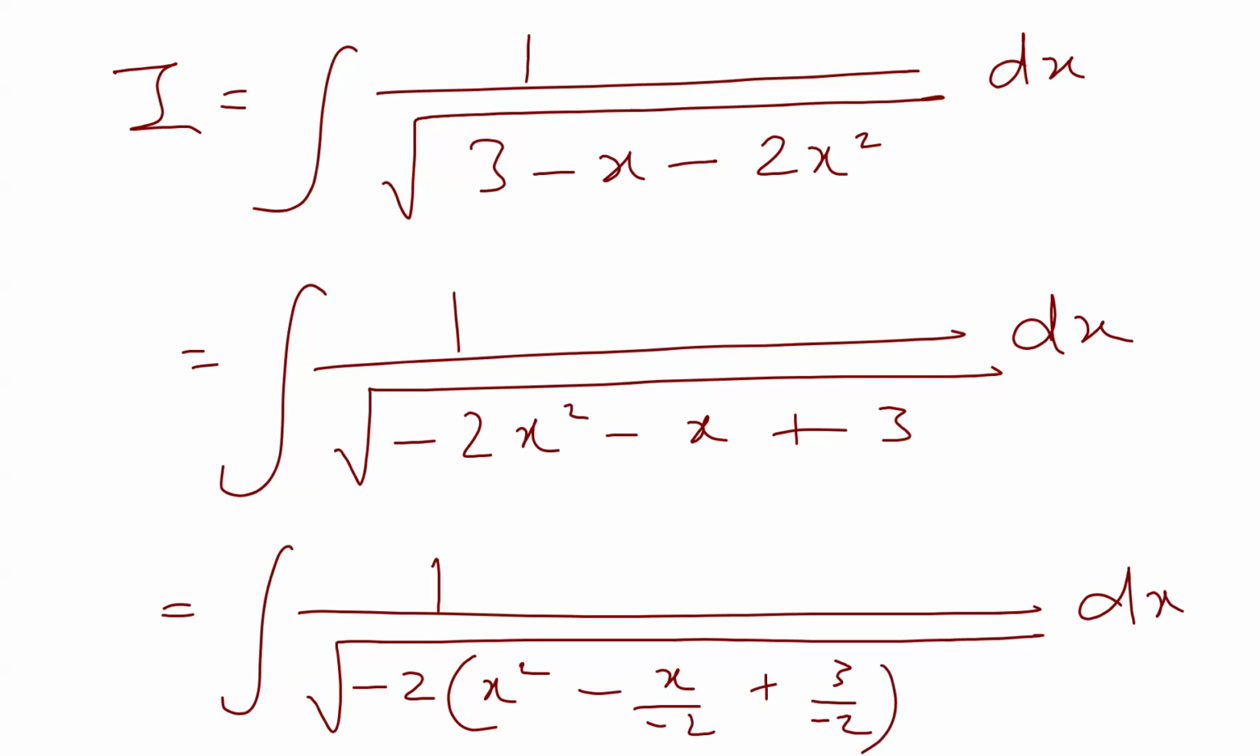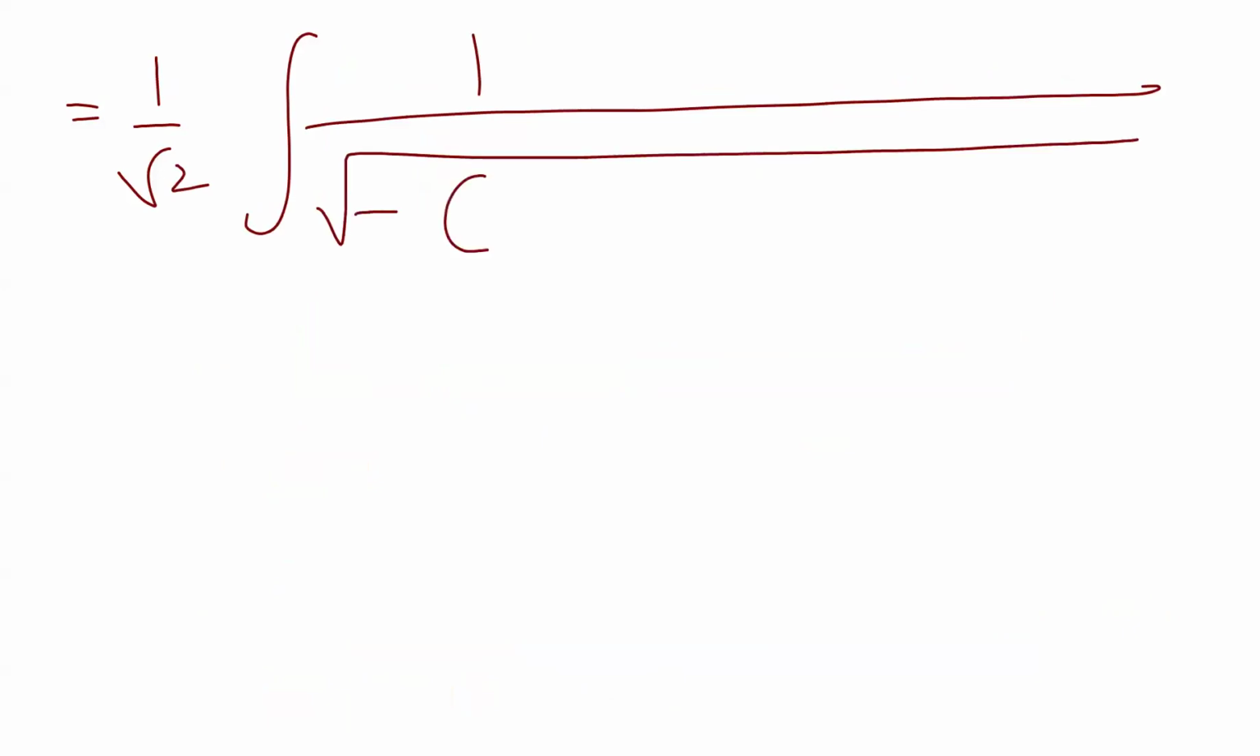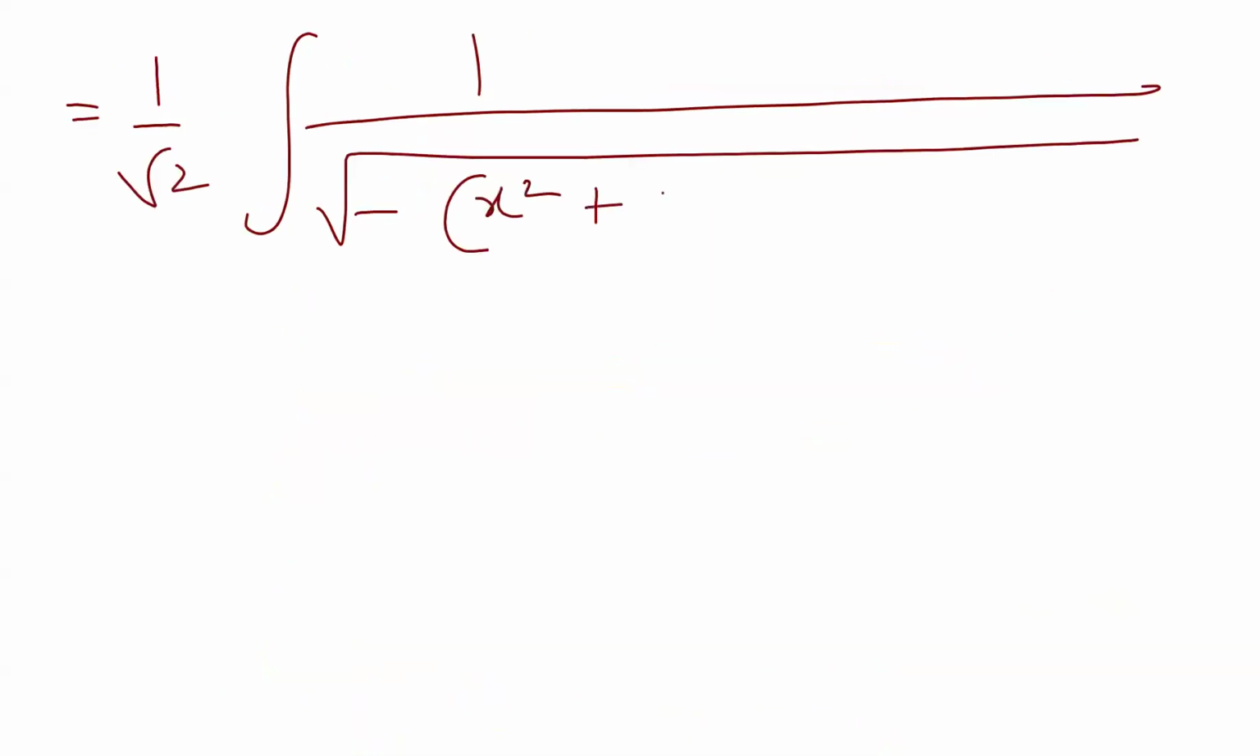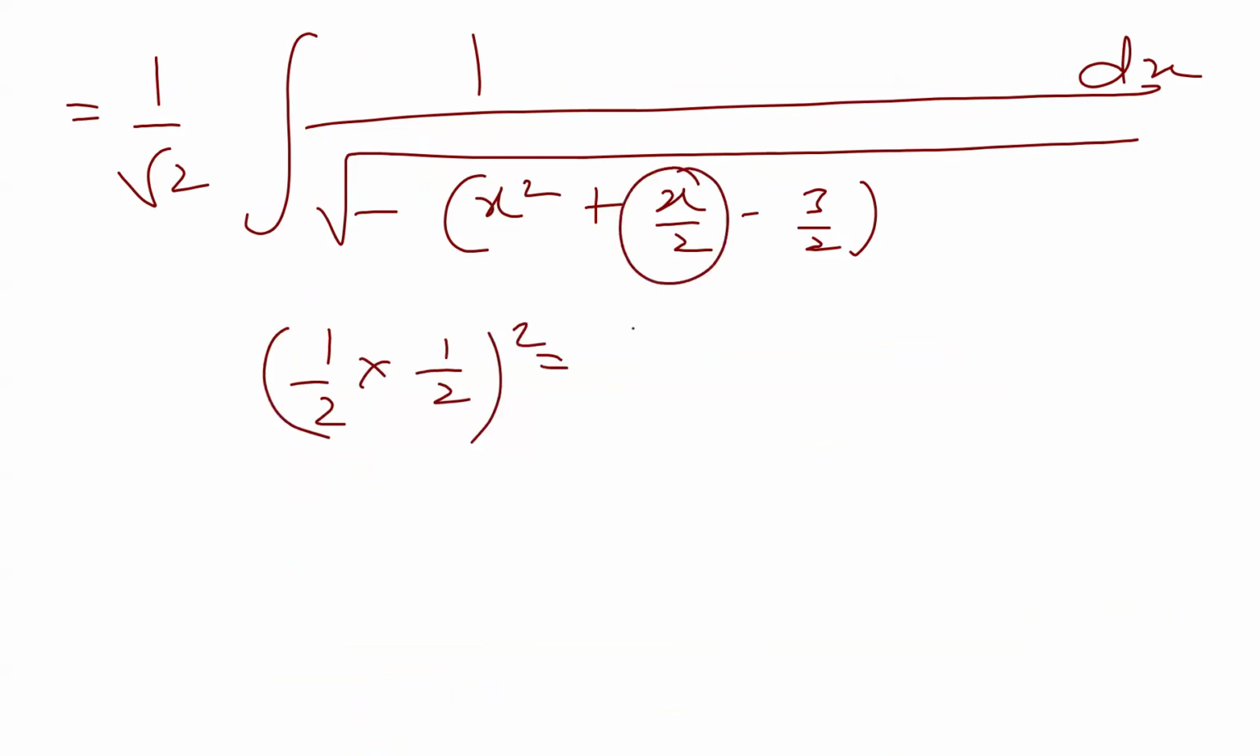Now take this, separate this 2 from the root. So this can be written as root 2, but then we can take it outside the integral. So 1 upon root 2. Minus sign you cannot really take outside the integral. It's a complex number. So at least separate that 2, and this 2 will go out as root 2. So minus bracket x square plus x by 2 minus 3 by 2. So half into coefficient of x. Coefficient of x is half, which is 1 by 4 the whole square. Don't write it as 1 by 16.